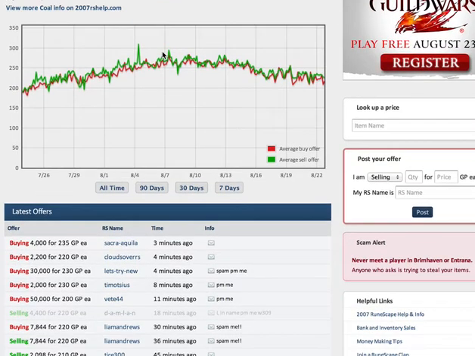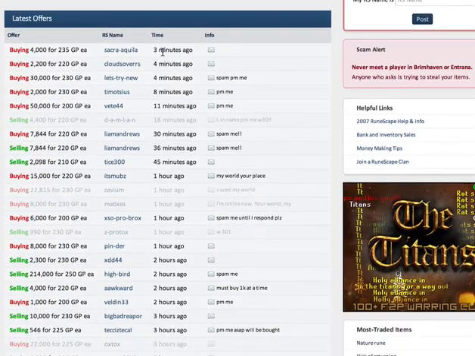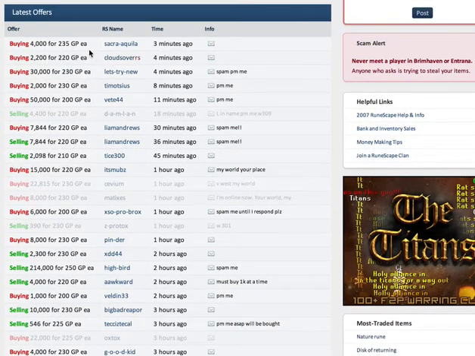and focus actually on how many people are currently buying and selling the item, for what price, and how many. That's a lot of things to pay attention to, so I'll repeat it. You pay attention to at what price people are buying or selling the item for currently, and when I say currently, within the hour. How many people are buying, and for what price? So for example, we've got people buying for 4,000, 2,200, 30,000, so a lot.